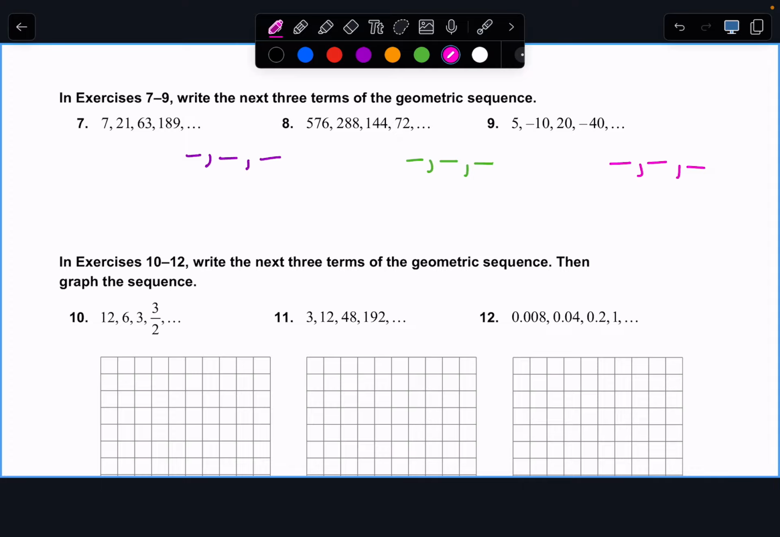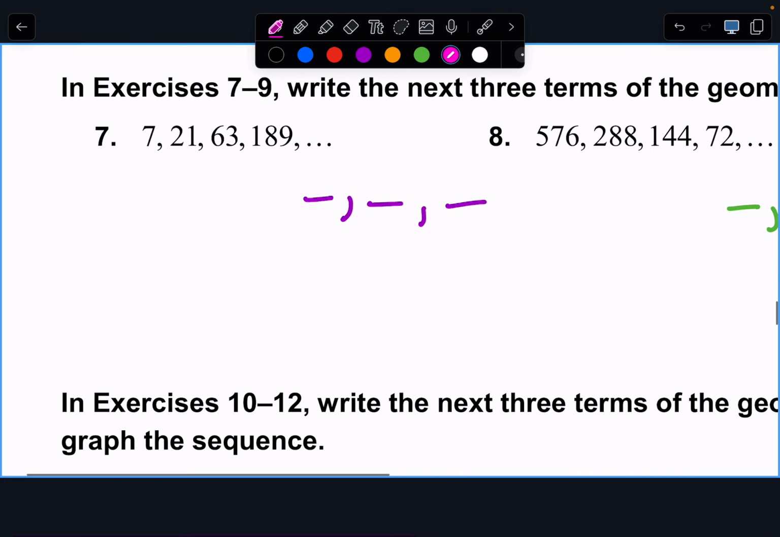What's our common ratio in number 7? Jace. Times 3. Times 3, times 3, times 3. So if we keep multiplying by 3, oof, yeah, you need a calculator. Okay, if I'm looking over shoulders, it looks like the next term is 567. And then 1,701. And then 5,103. They all say with enthusiasm. Okay, are we good with that? Okay.